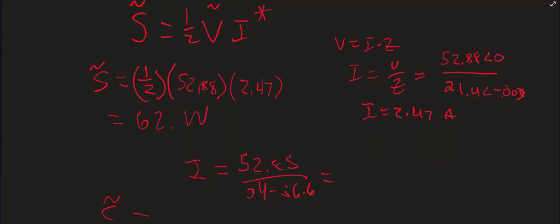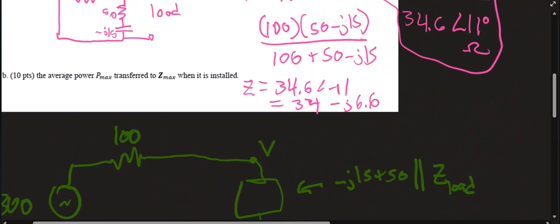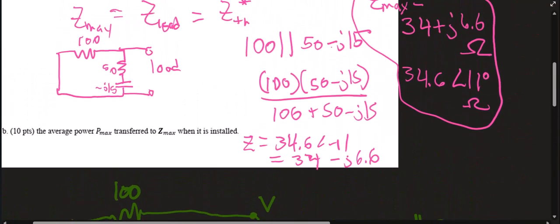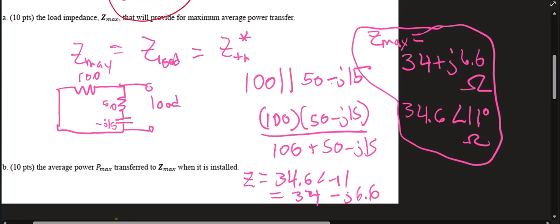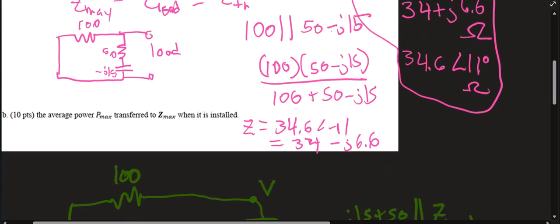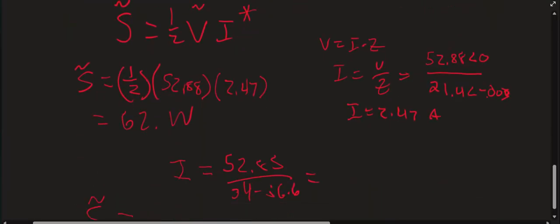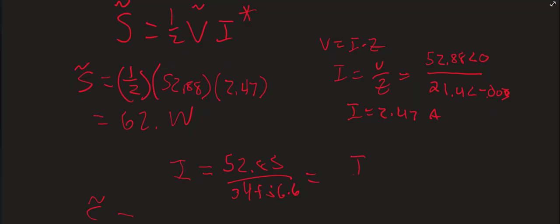Did I do something wrong? I thought it was plus, you said minus. No, because above we found the conjugate of Zmax, so it's correct, it needs to be a plus. I will be conjugating it again, and then it'll turn into minus. So let me write down, for those of you who didn't follow what we were just talking about: I equals the voltage that we found by voltage division, over Zmax. And Zmax was our answer to part A.